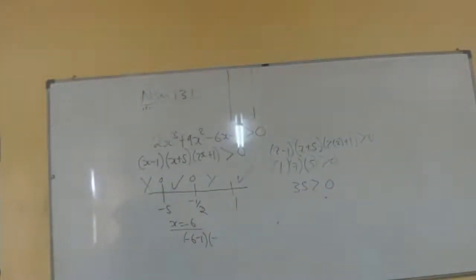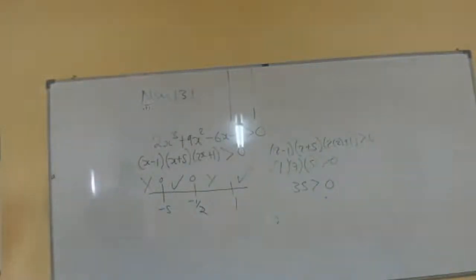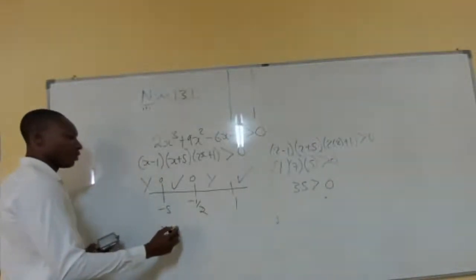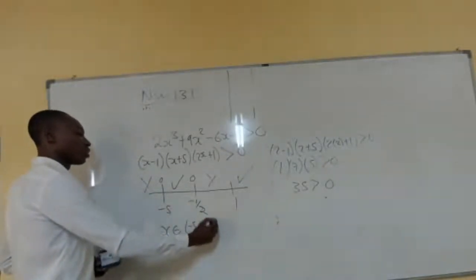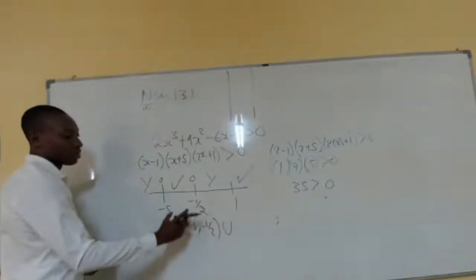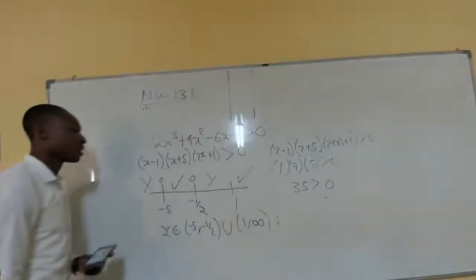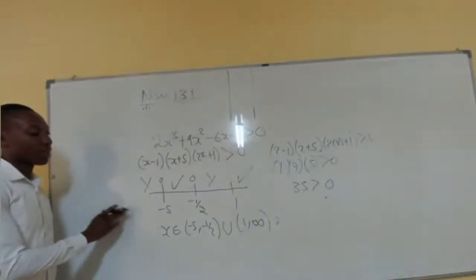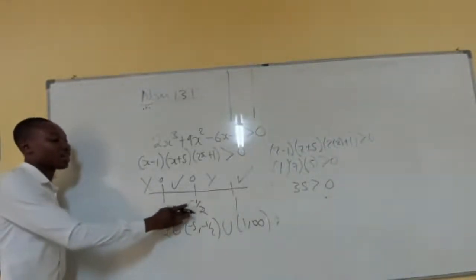So what is our x then? Our x is therefore a member of, remember that this part is not part of the solution, so negative 5 comma negative 1 over 2, union, then starting from 1 to positive infinity. So this is the solution. From negative infinity to negative 5, x is not there, but it is between negative 5 and negative 1 over 2.